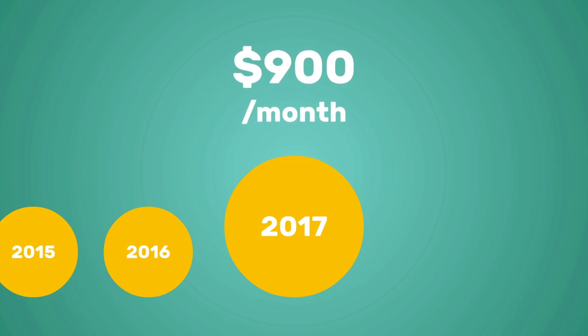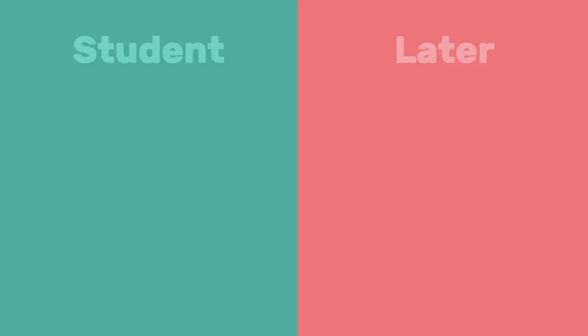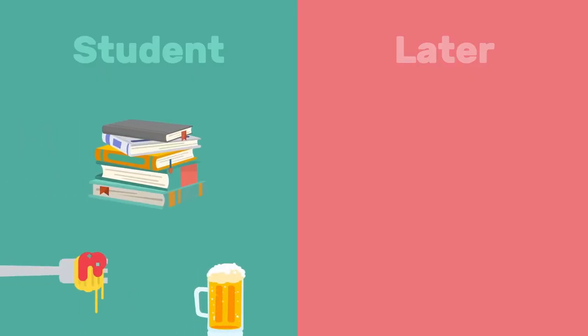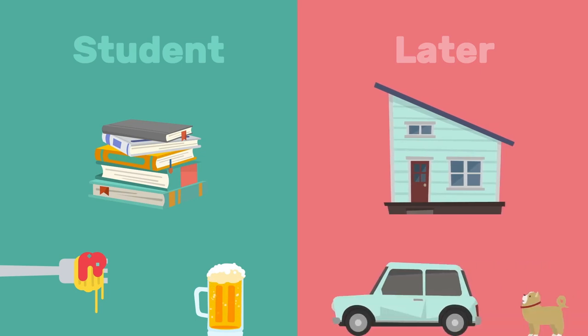In 2017, after running my blog for a couple of years, I made around $900 per month from affiliate commissions, which was super awesome as a student, but it isn't enough to pay the bills later in life. So you might consider a third and also very passive way to monetize your WordPress blog.